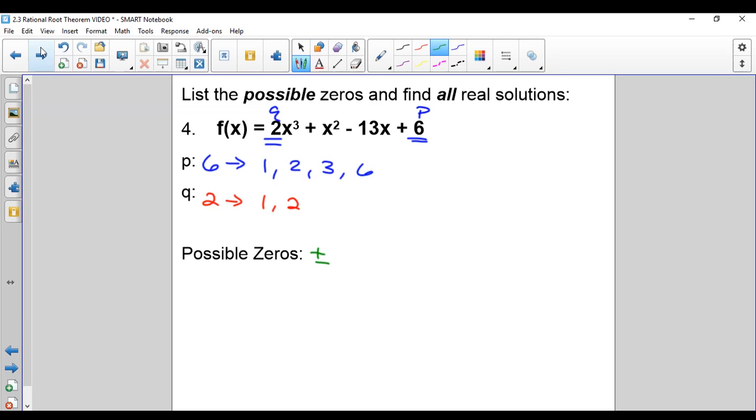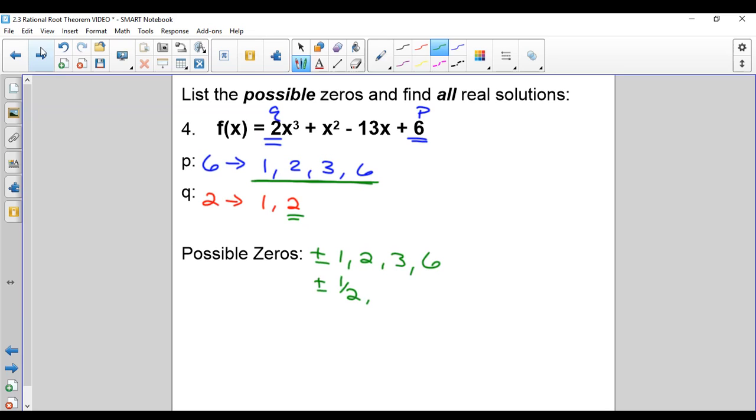Possible zeros. Take your factors of P, put them over each of your factors of Q. So it's plus or minus 1, 2, 3, and 6. We got those. Now we take those exact same numbers and put them over 2. 1 over 2. I'm going to drop it down in the next line. You can do it wherever you want. We got 1 over 2.